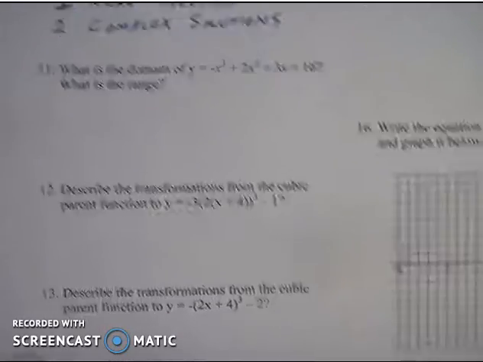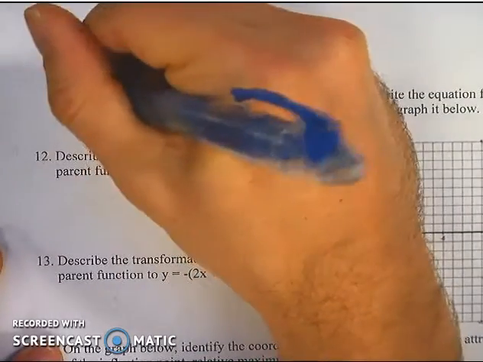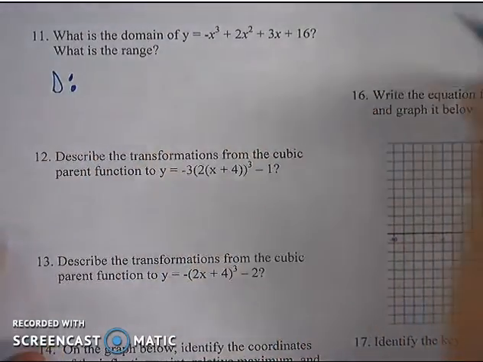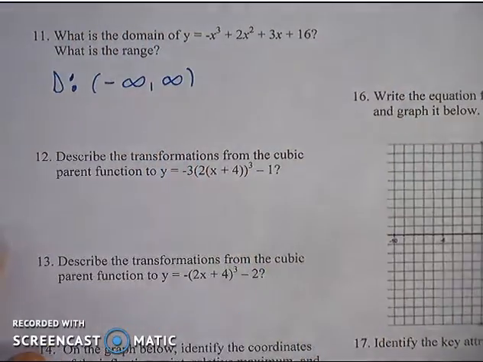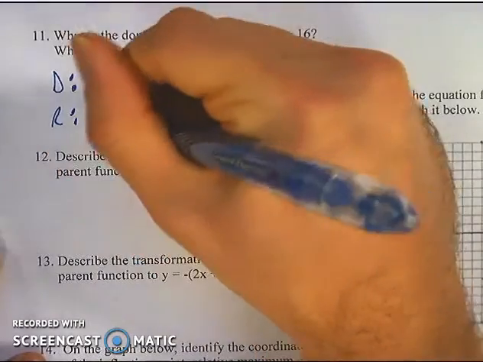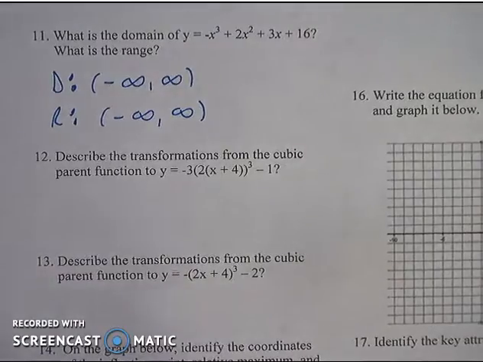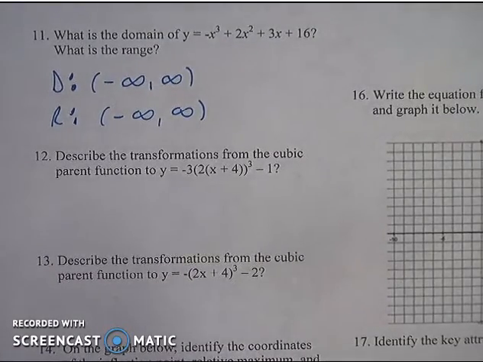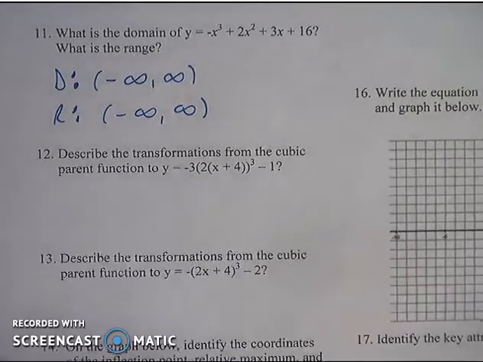Number 11 is pretty simple as well. What's the domain of this cubic function? What's the range? I don't even need to graph this thing. I don't need to do anything with it. I just need to remember that the domain for every cubic function is all real numbers. Same with the range. So no matter what you do to the function, no matter how you transform it, the domain and range of every cubic function is always all real numbers. So remember that.